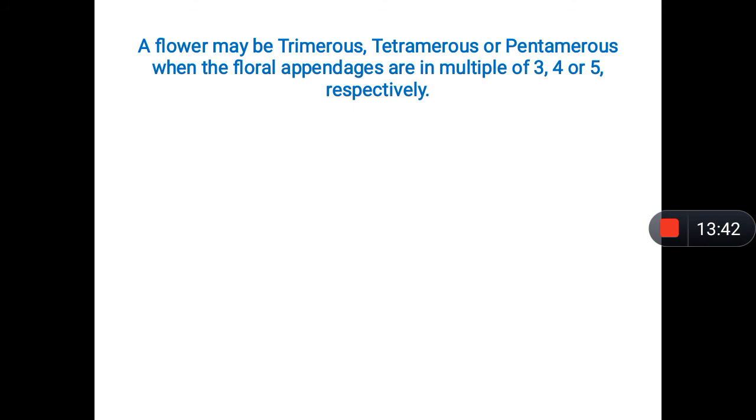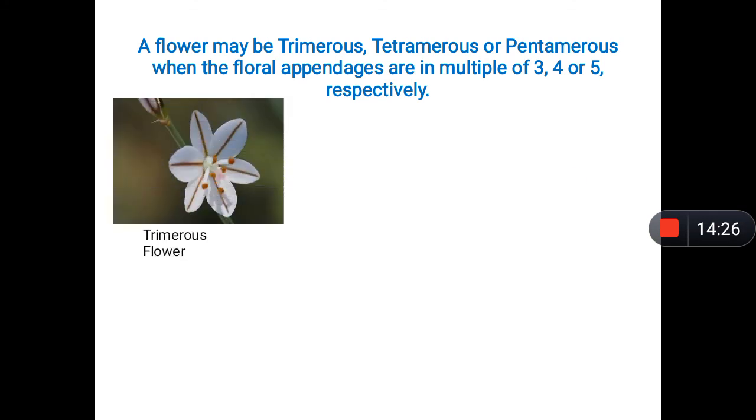Now, depending upon the number of members in the whorls, such as the corolla present in that flower, the flowers will be trimerous, tetramerous or pentamerous. When the floral appendages are in multiples of 3, 4 or 5, that means 3 into 2, 6, 4 into 2, 8, or 5 into 2, 10 respectively, then it is called a trimerous, tetramerous or pentamerous flower.